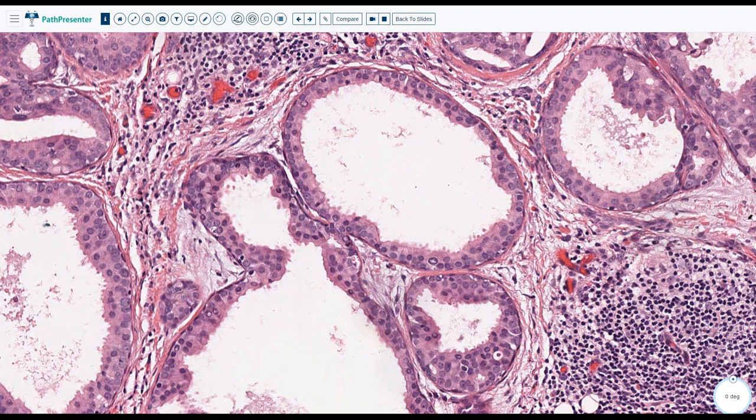Again, local recurrence occurs up to 50% of the time. It is a very aggressive tumor. Usually half of the patients die within 5 years, and we will see that 2/3 of the patients have lymph node metastasis at the time of presentation. When the patient comes for resection, the patient will almost always have lymph node metastasis. Okay.